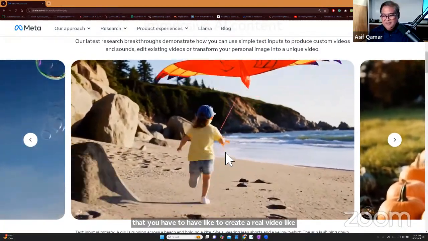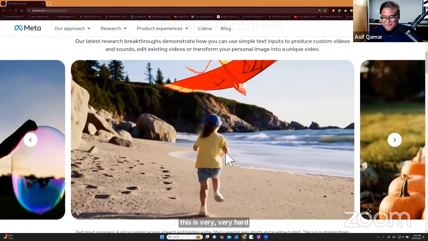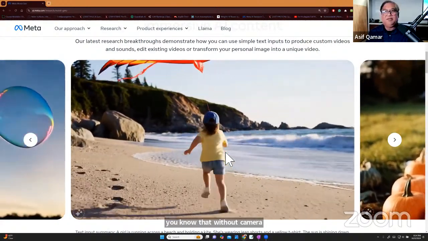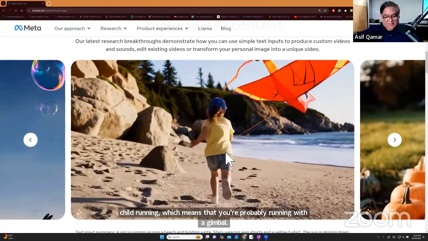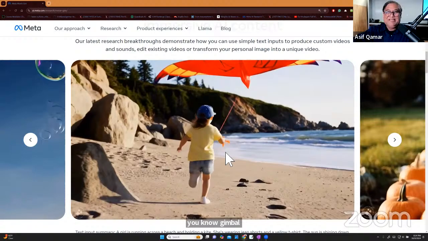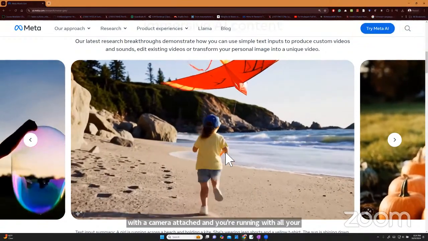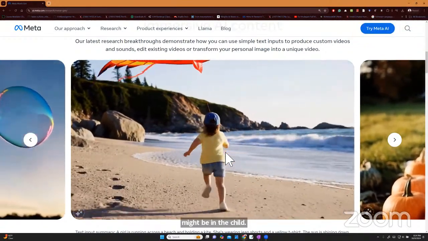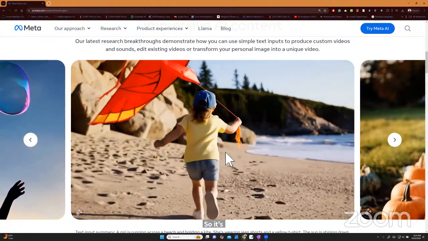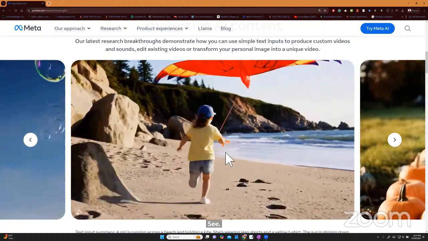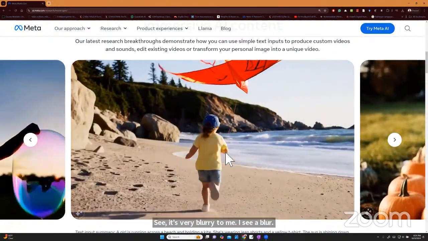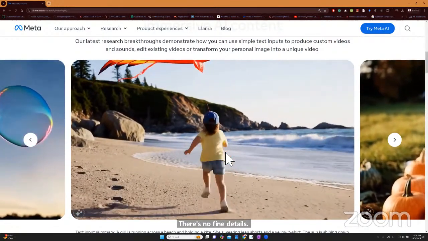You know, without camera shake to get a video of a child running, which means that you're probably running with a gimbal to stabilize the camera, running with all your might behind the child. See how blurry it actually is? It's very blurry to me. I see a blur. There's no fine details, especially in the sand and the white shirt, the yellow shirt.